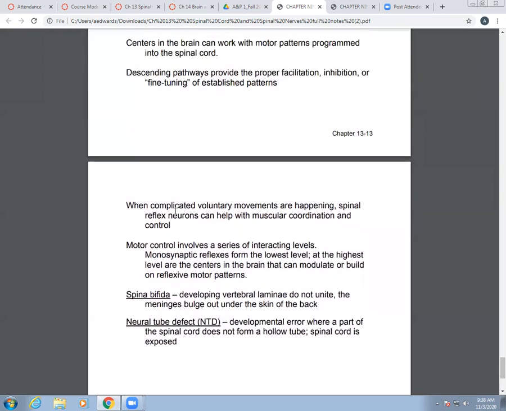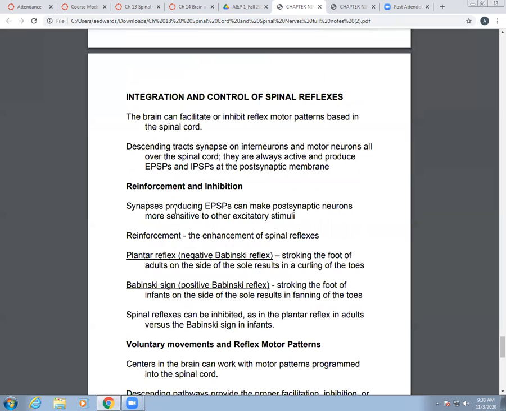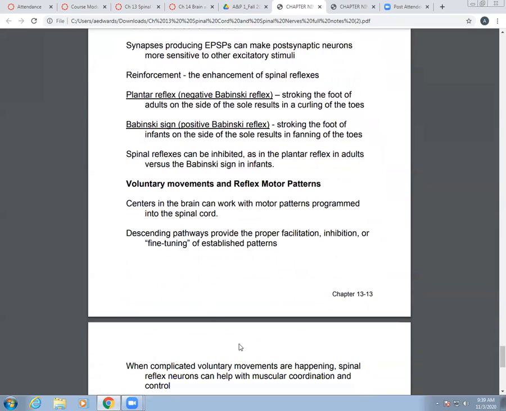So that is chapter 13. So what I'd like for you to do now is to discuss what you've learned about reinforcement and inhibition and the positive and negative Babinski reflex. Okay. And you can do that at home as well.